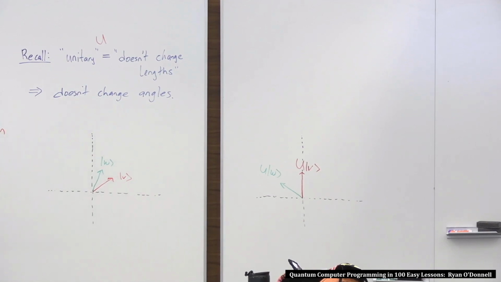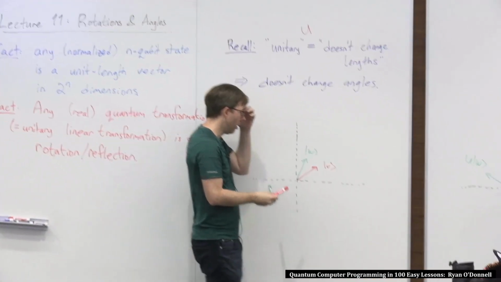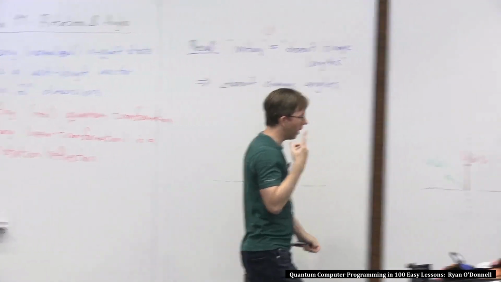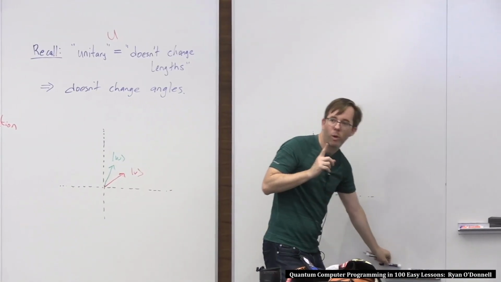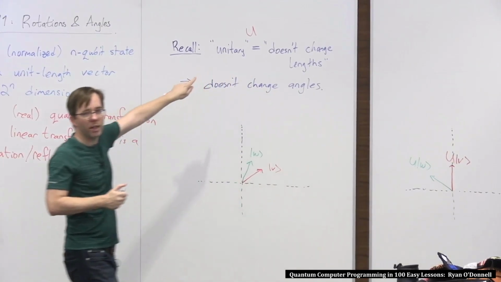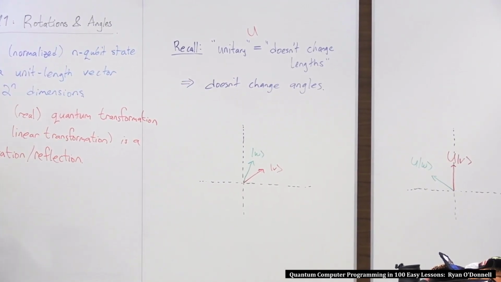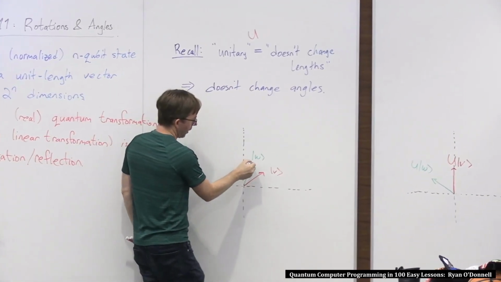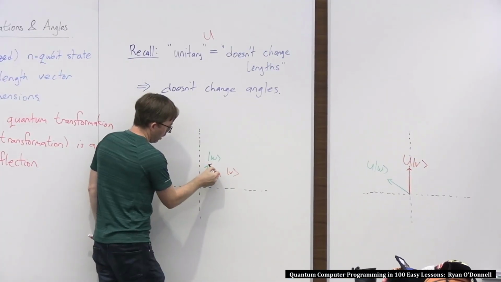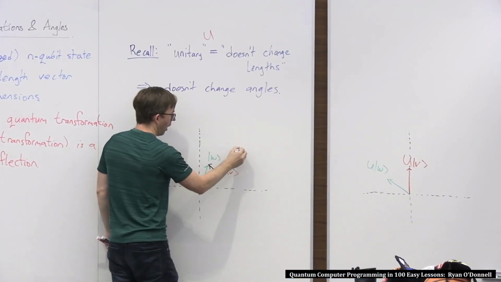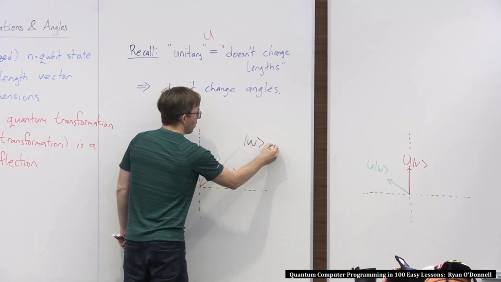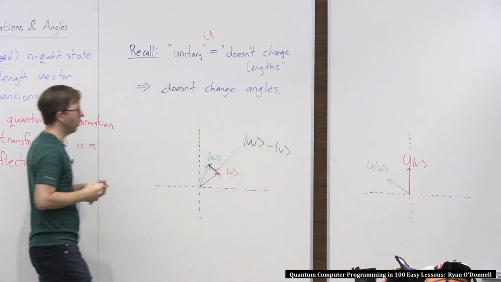But u is not supposed to change any lengths. So the only way it can happen is if they stay at the exact same angle. They can get reflected, but they have to stay at the same angle. Actually, here I did secretly rely on one other property of u, not just that it's unitary. I relied on another property of u, because I looked at this vector here. This vector is w minus v. That's how vector subtraction works.